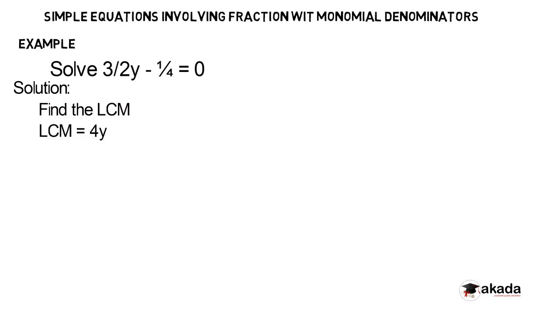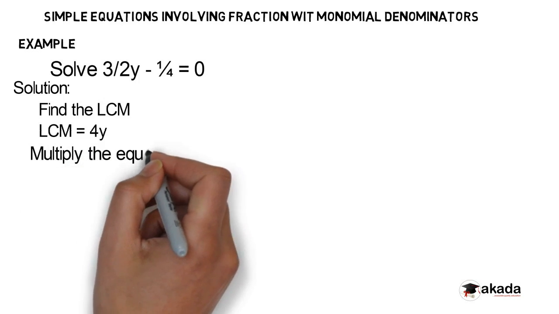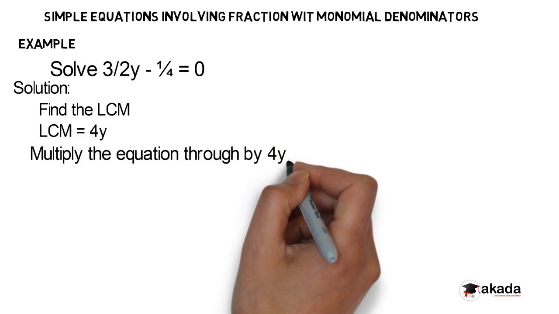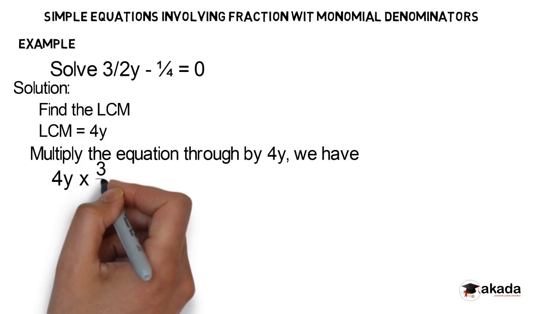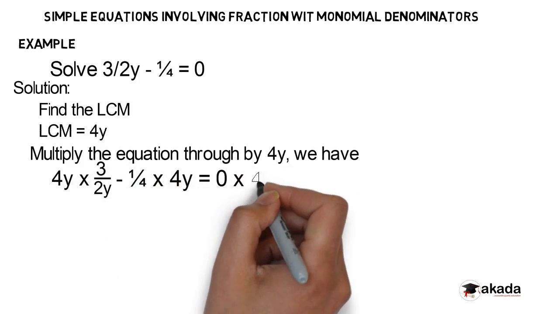I have taught you how to find LCM in our previous topics in JSS2 and JSS1, so I believe by now you should be able to. So the LCM of 2y and 4 is 4y. What do we do next? We multiply the equation through by the LCM, which is 4y. So we have 4y times 3 over 2y minus 1 over 4 times 4y equals 0 times 4y.